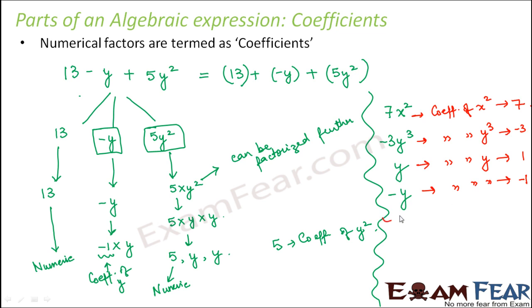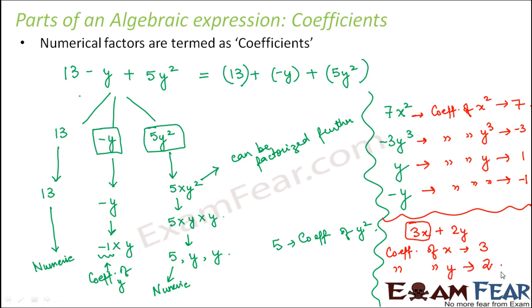Right? So let us take one more example. Let us say that you have an expression like this: 3x plus 2y. So this is an expression. If I ask you what is the coefficient of x, the coefficient of x in this expression will be with respect to this term. So the coefficient of x is 3, and what is the coefficient of y? The coefficient of y in this case would be 2. So this is how we find out coefficients of particular terms.